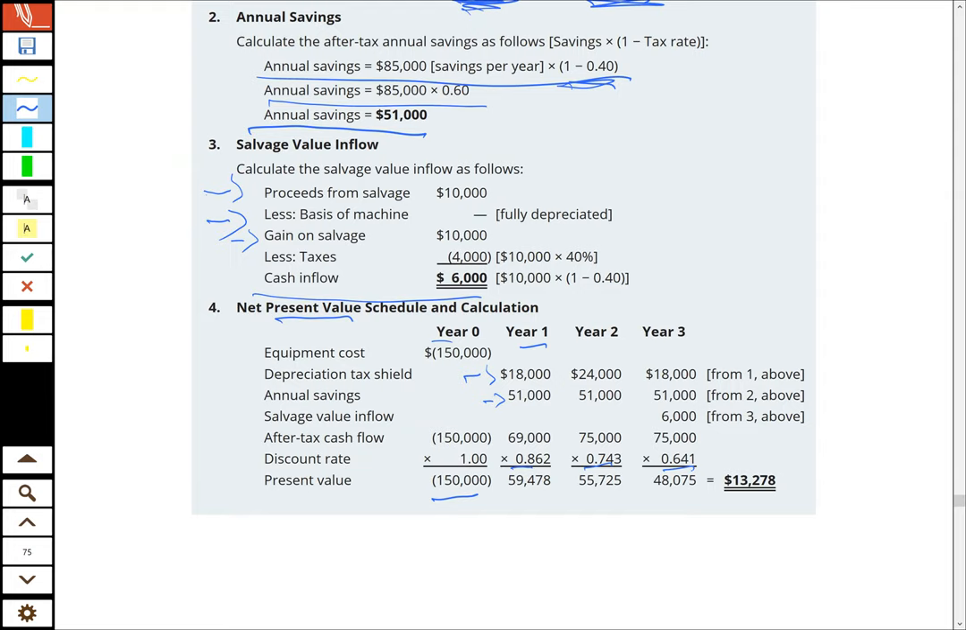Year two, and we had 24,000. Year three, we now have to bring in the after-tax cash inflow from the sale of the equipment when we're done using it. You go ahead and discount that. These are totals here, guys. I probably should have shown that a little better, but those are totals. We add those up, and then we do the discounting.